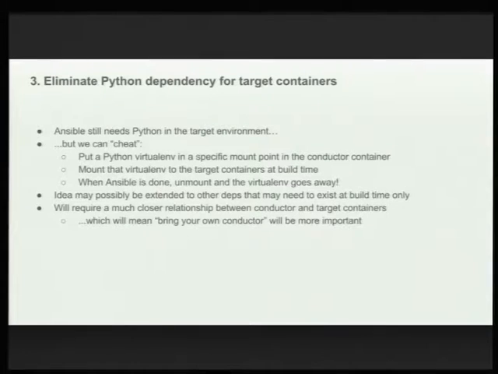Eliminate Python as a dependency for target containers. So we think that we can use that orchestrator. The way this works is you've got an orchestrator container and then all of the target containers. And the orchestrator container is the thing that runs Ansible, connects to these target containers, runs the Ansible command in them, then snapshots them and does all the magic, right?